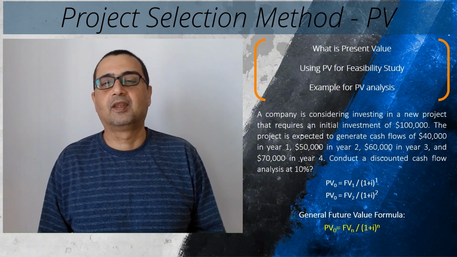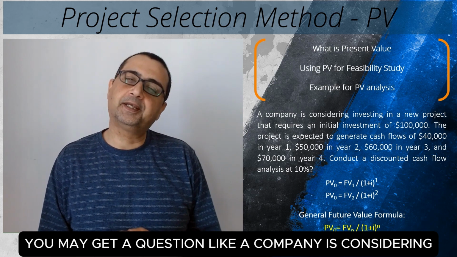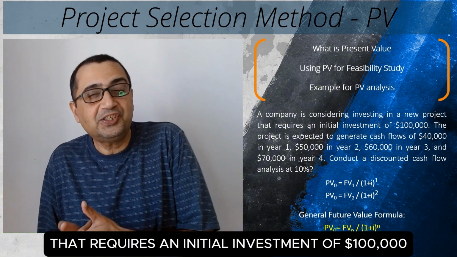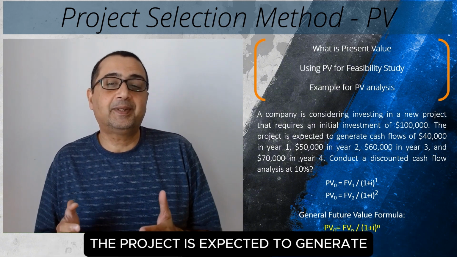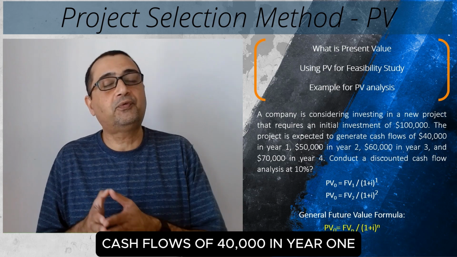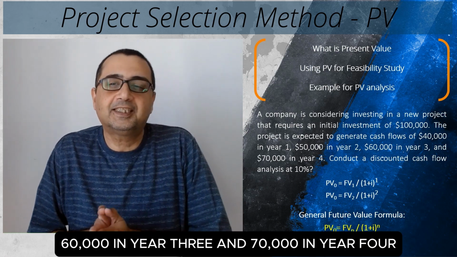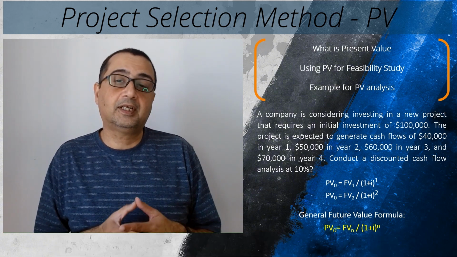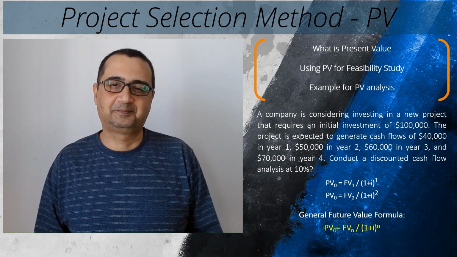In the exam, you may get a question like: a company is considering investing in a new project that requires an initial investment of $100,000. The project is expected to generate cash flows of $40,000 in year 1, $50,000 in year 2, $60,000 in year 3, and $70,000 in year 4. Conduct a discounted cash flow analysis at 10%.